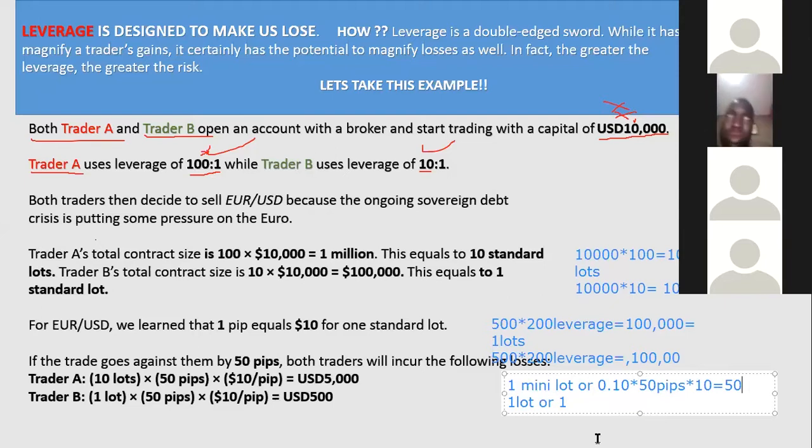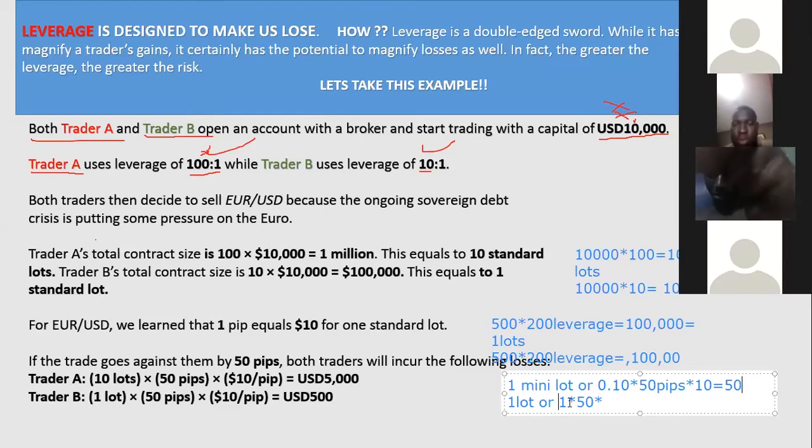But if Empress buys one standard lot times 50 times 10, the same thing. We all did the same thing, but Empress is buying one lot, and I'm buying 0.10. Follow me, please. I don't want to get you lost. One lot times 50 times the pip value, which is 10. I should get 50. Empress should get 500.